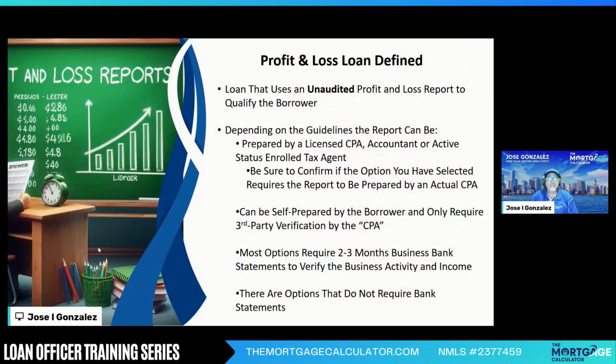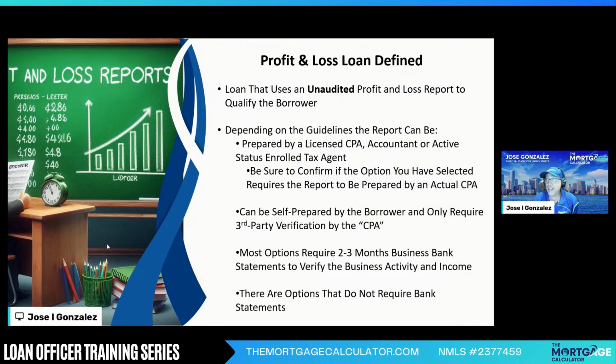So what do we mean by a profit and loss loan? A profit and loss loan is a loan that uses an unaudited, and notice I have that in bold type, unaudited profit and loss report to qualify the borrower. This is very important because it does not have to be an audited report, which is about the same as an income tax return. It is an unaudited report, which is basically an income and expense compilation.